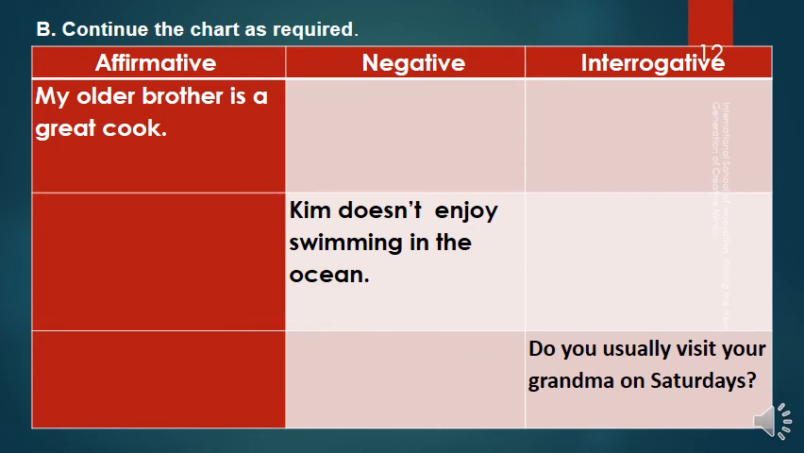The negative form. You usually don't visit your grandma on Saturdays, or you don't usually visit. Now, the correct form is you don't usually visit because the negative form should come before the adverb of frequency. So you don't usually visit your grandma on Saturdays. This is the negative.